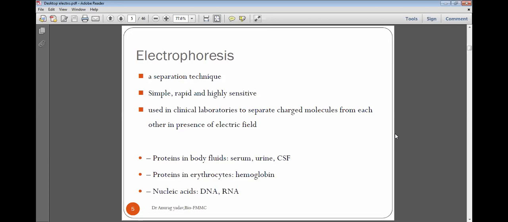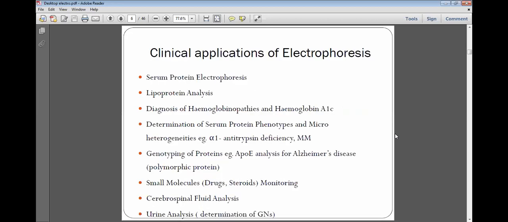So, analysis of macromolecules. Even proteins are macro in size. Examples are the proteins in the body fluids, cerebrospinal fluids, hemoglobins, nucleic acids, DNA or RNA. So the electrophoresis technique is very useful in the analysis of biological fluids.